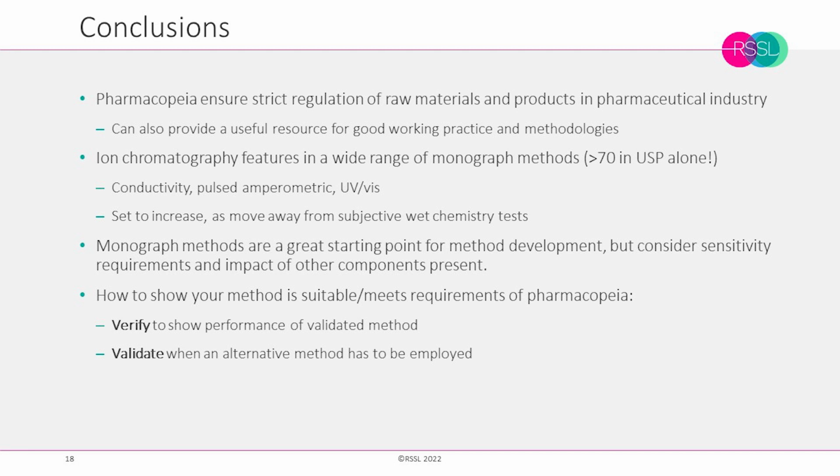Monograph methods are actually a great starting point for method development, but a number of factors need to be considered, including the sensitivity that is required, as well as the impact of other components in the matrix which may cause interferences in the chromatography. Finally, once you have a method, it is important to show that it is suitable and meets the necessary requirements. It is important to verify where a previously validated method is applied to a new matrix or uses alternative hardware. When an alternative method has been employed to that stipulated in a monograph, full validation of the method must be conducted.